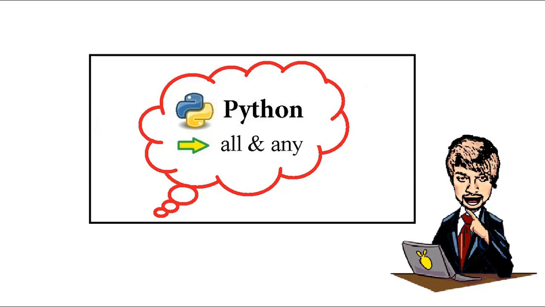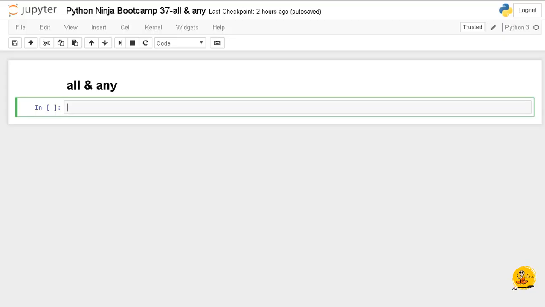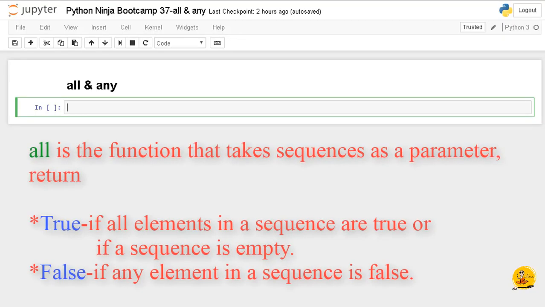In this lecture, we'll cover all and any. Let's get started. All is the function that takes a sequence as a parameter and returns true if all the elements in the sequence are true, or if the sequence is empty, and false if any element in the sequence is false.